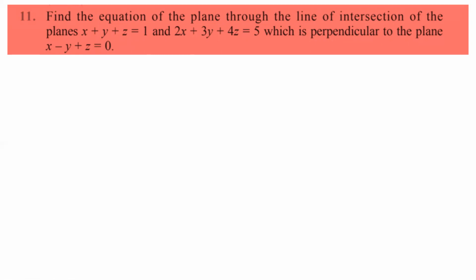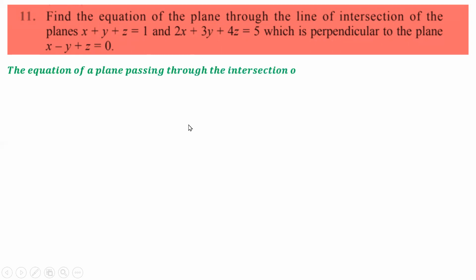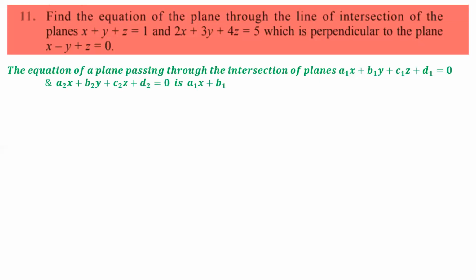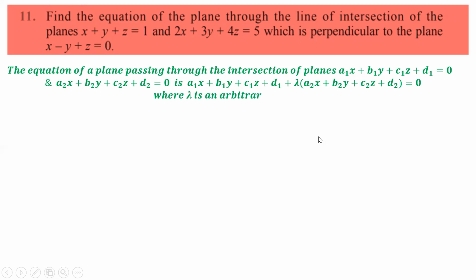Okay, so firstly, write down the formula, that is the Cartesian form of the plane passing through the intersection of two planes, whose equations are given by a1x plus b1y plus c1z plus d1 equals 0 and a2x plus b2y plus c2z plus d2 equals 0. So the equation of the plane is given by this equation, where lambda is an arbitrary constant.